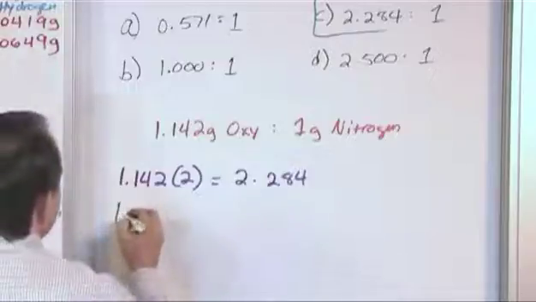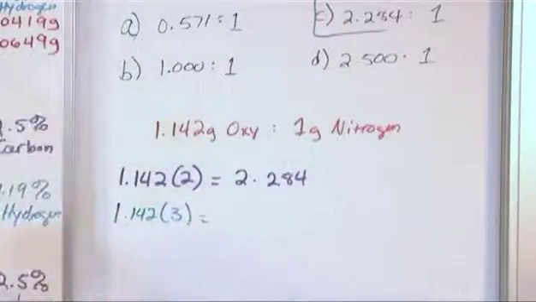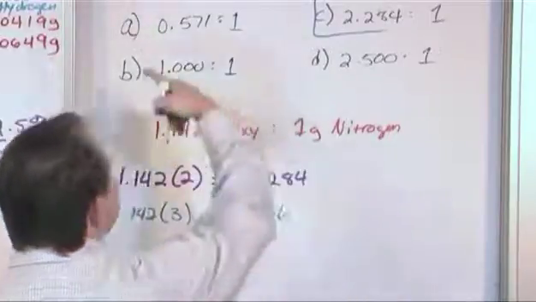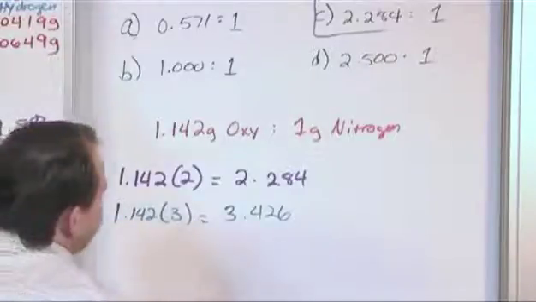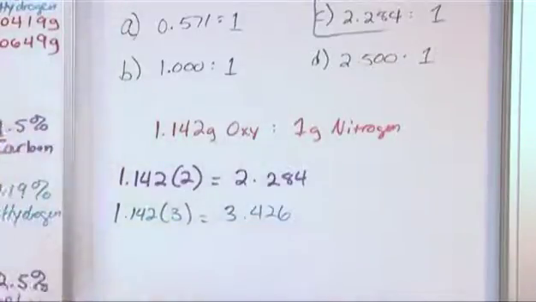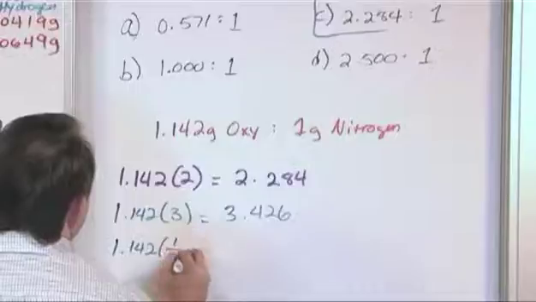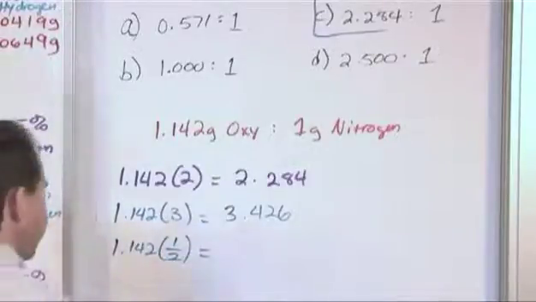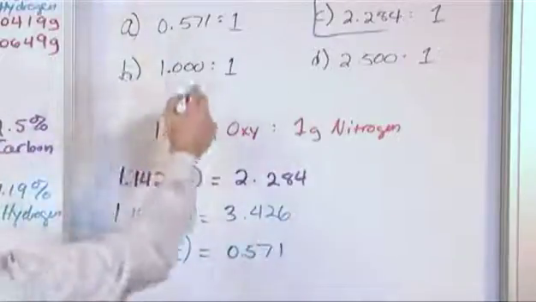Okay, let's keep going. What if I have 1.142? What if I multiply by 3 to try to get another multiple? I'm going to get 3.426. And I don't see anything up here with 3.426. If I keep going higher, 4, 5, 6, 7, I'm going to get higher and higher numbers, so I'm not going to really make any progress. So let's go the other way. 1.142, what if I multiply by a half? Which is a nice kind of round number. I'll get 0.571. And I see that I do have this guy here.